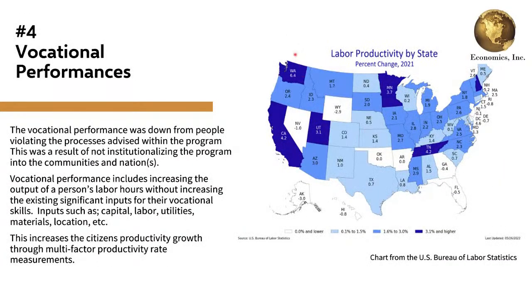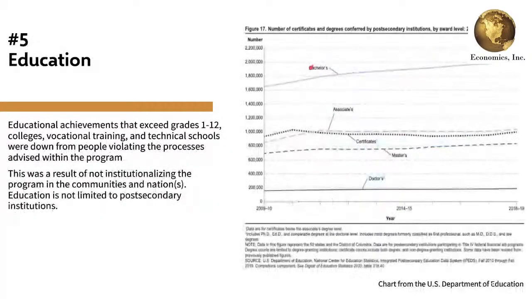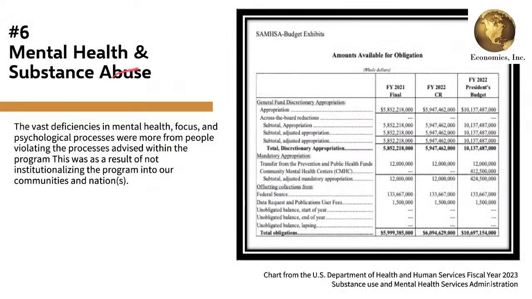Then we got vocational performance. Now, we're going to help whether you're in the work trades, working with the body and the hands, or you're going to be reading and writing, we can help. Now this is education, as you can see here, and we focus on bachelor's, associates, certificates, doctorate, master's, mental health and substance abuse.